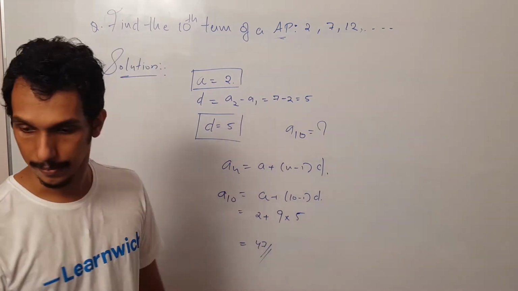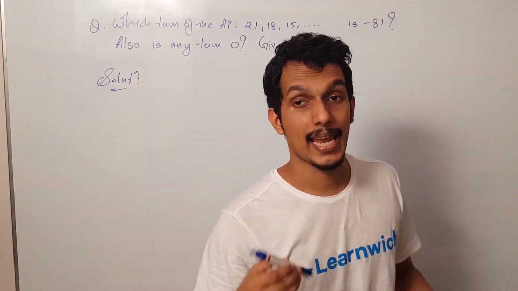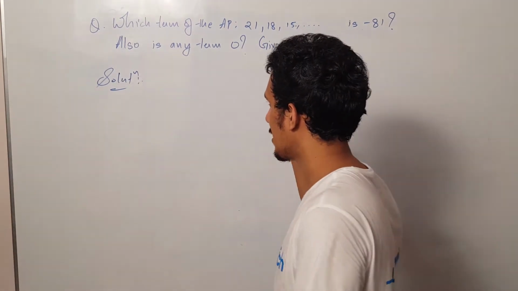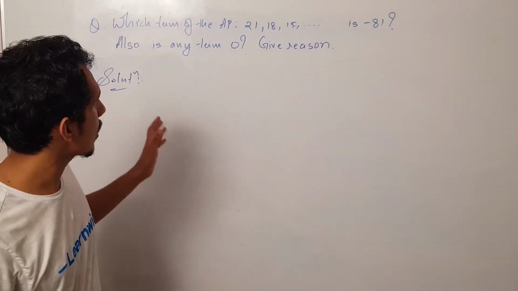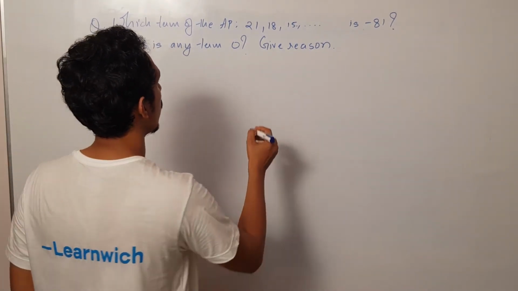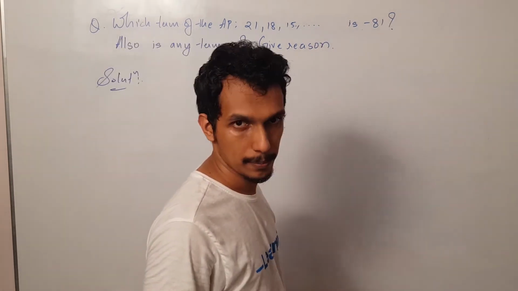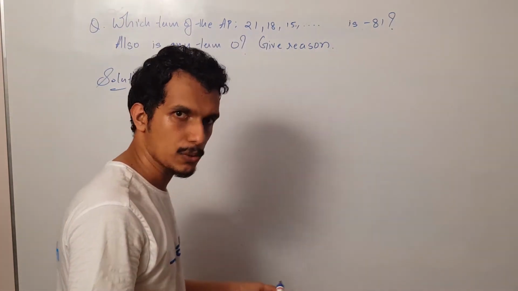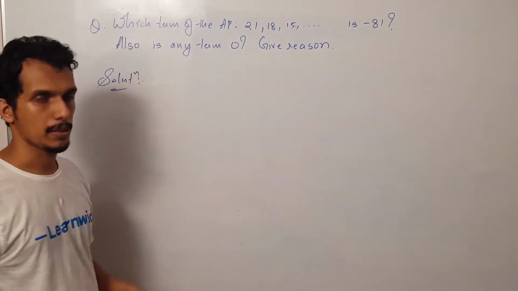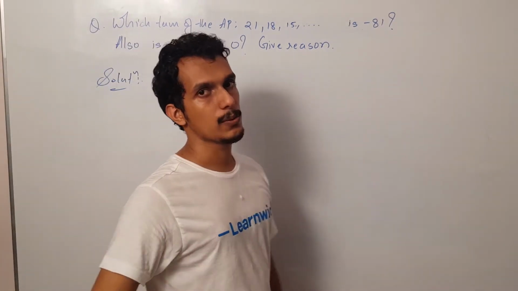Let's go to the next question. Okay, so another statement kind of problem is this one. It's asking you to find which term of the AP 21, 18, 15, etc. is minus 81. So you have already understood that minus 81 is a term of the AP. You only have to find out at which position minus 81 is occurring.